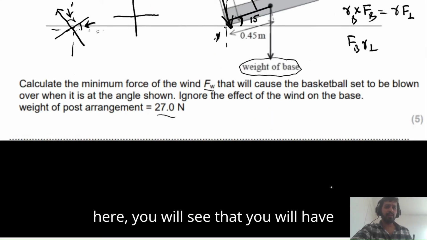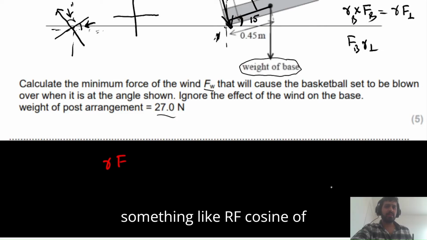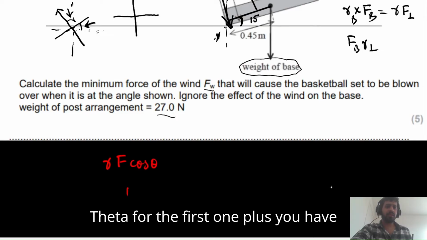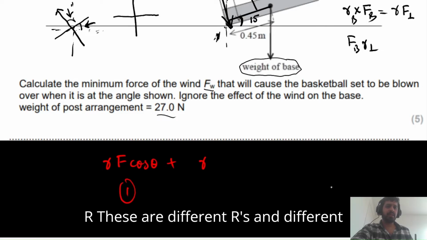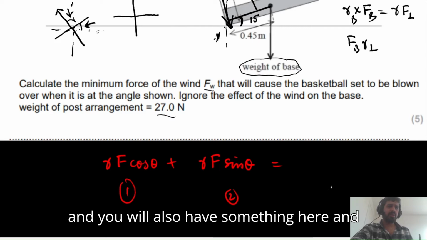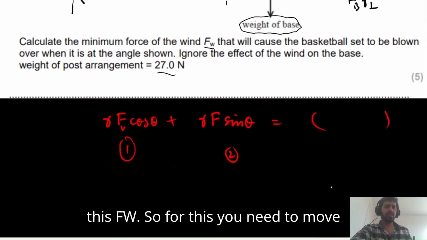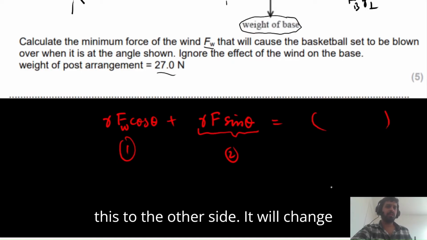And if I do it here, you will see that you will have something like rf cosine of theta for the first one, plus you have r, these are different r's and different f's, times sine of theta for number 2, and you will also have something here. And then you just rearrange this equation for this fw. So for this, you need to move this to the other side. It will change the sign.